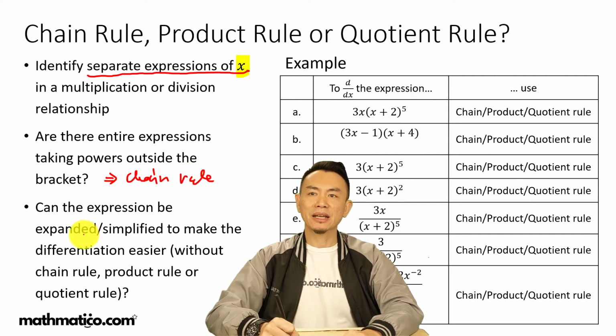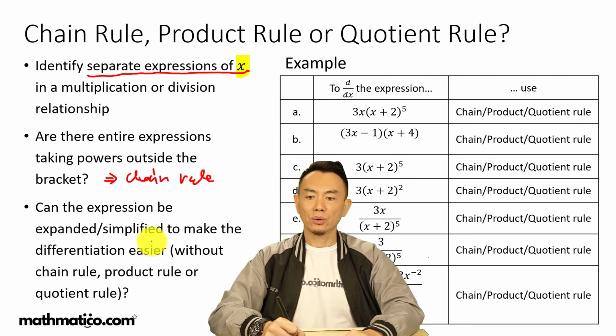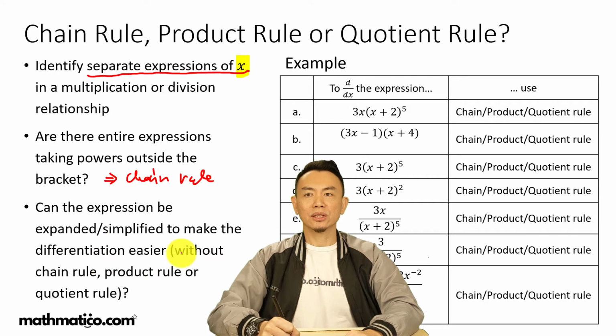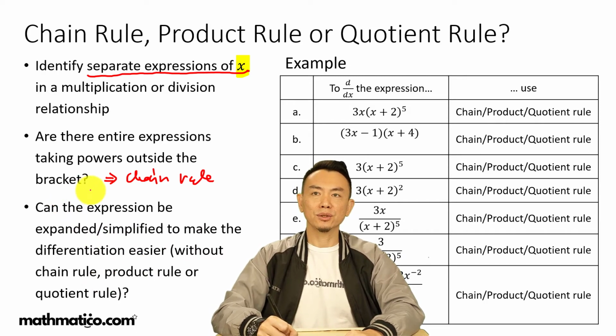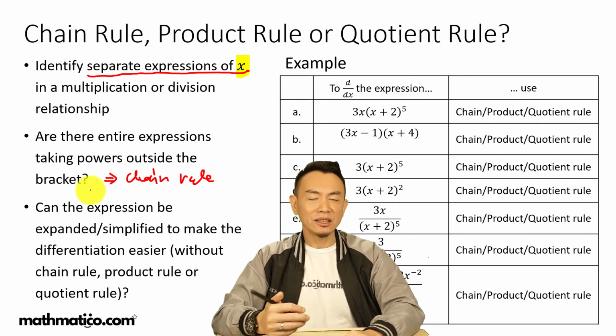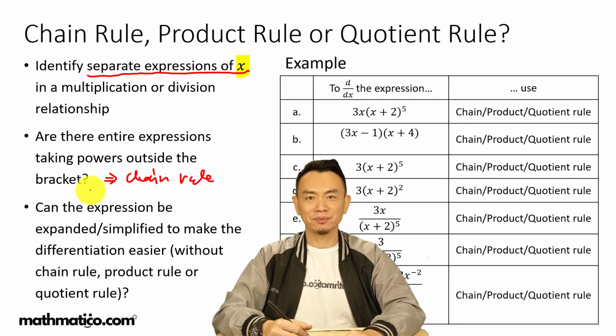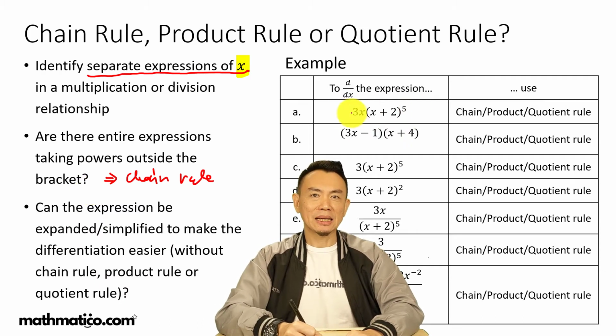Can the expression be expanded or simplified to make the differentiation easier without chain rule, product rule, or quotient rule? In fact, this should be done first, because if you can simplify it, you don't even want to apply chain rule, product rule, and quotient rule. So let's look at some examples here.